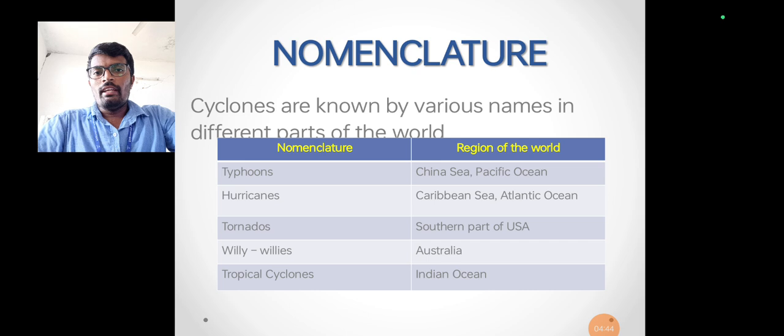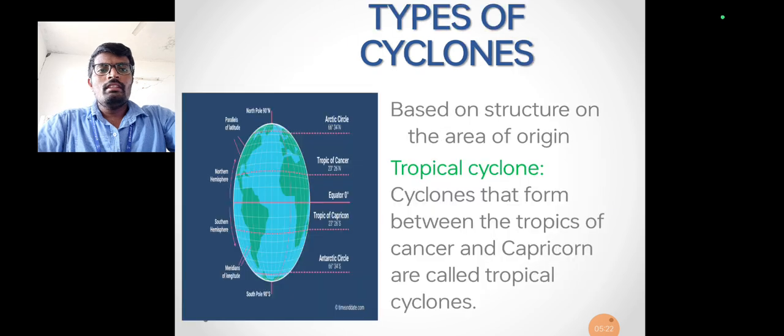These cyclones have various names in different parts of the world. They are called typhoons in the region of the China Sea and the Pacific Ocean. They are called hurricanes in the region of the Caribbean Sea and Atlantic Ocean. They are called tornadoes in the southern part of the USA, and willy-willies in Australia. Next, tropical cyclones is the name in the region of the Indian Ocean.